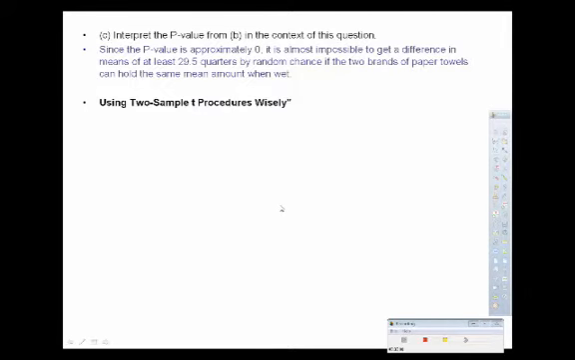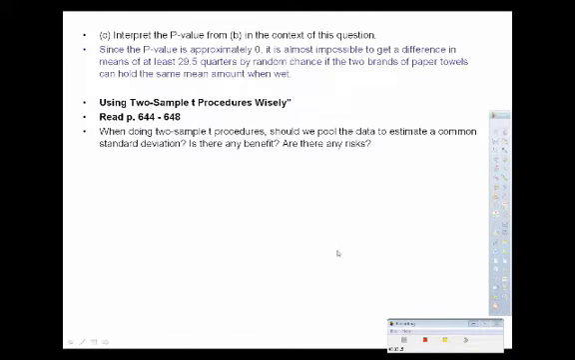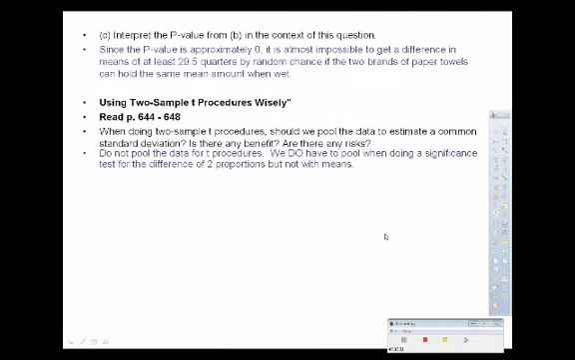Okay. Using two sample T procedures wisely. When doing two sample T procedures, should we pool the data to estimate a common standard deviation? Is there any benefit? Are there any risks? Okay. Do not pool the data for T procedures. We do have to pool when doing significance tests for the difference of two proportions, but not with means.